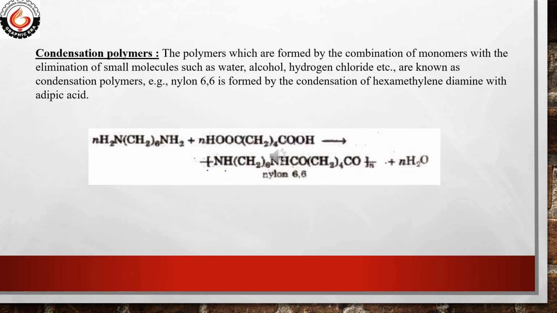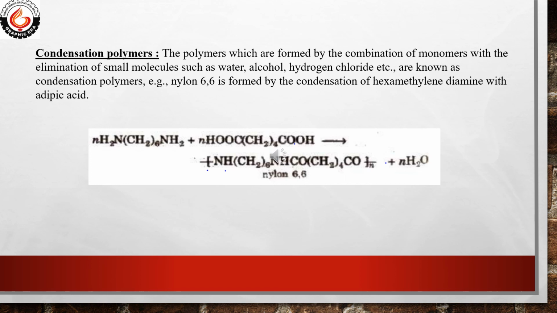Condensation polymers. Condensation polymers are those polymers in which the monomers are combined together with the condensation reaction and small molecules such as water, alcohol, hydrogen chloride, etc. are removed as a byproduct. In condensation polymers, the condensation reaction takes place between two similar or different monomeric units. Here, an example of a condensation polymer, nylon 66, is given.